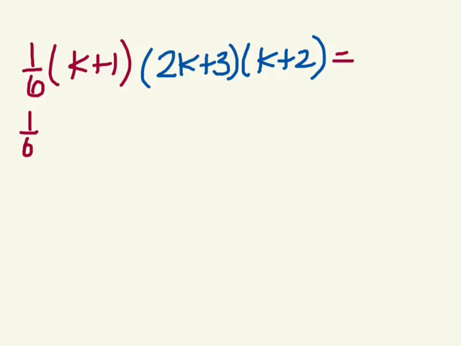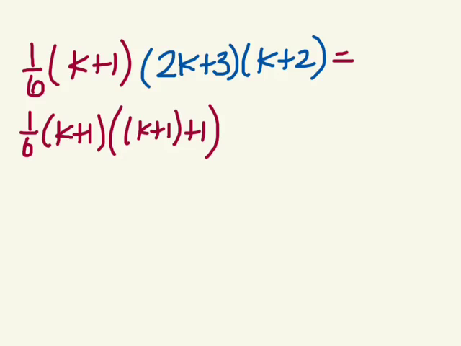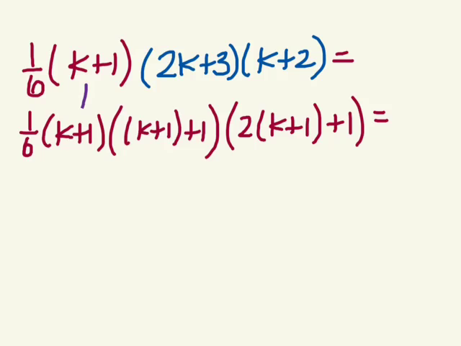So our goal was 1/6 times k plus 1 times k plus 1 plus 1 times 2k plus 1 plus 1. And the way those match up is like this. Well, clearly these two are the same. The first two match up exactly. This guy is here. That guy is there.